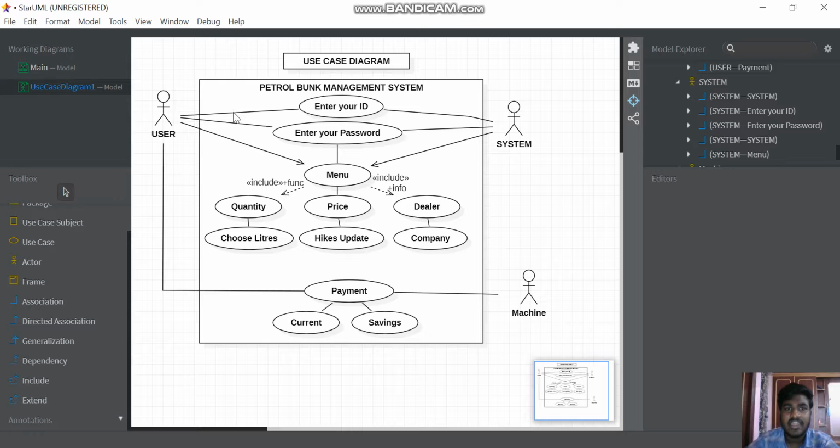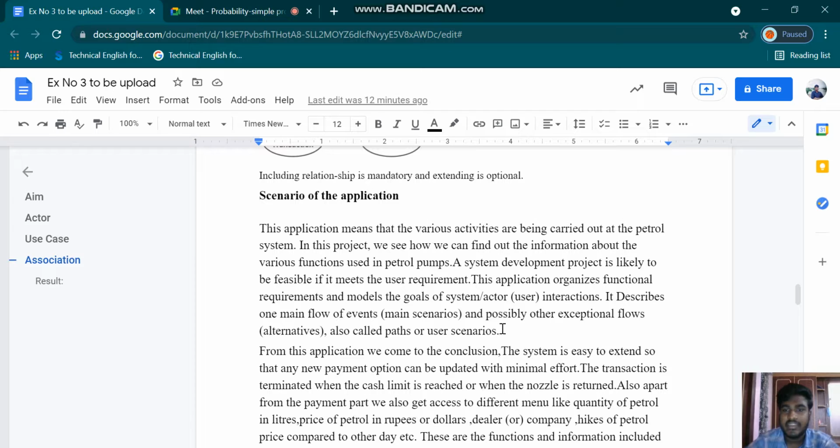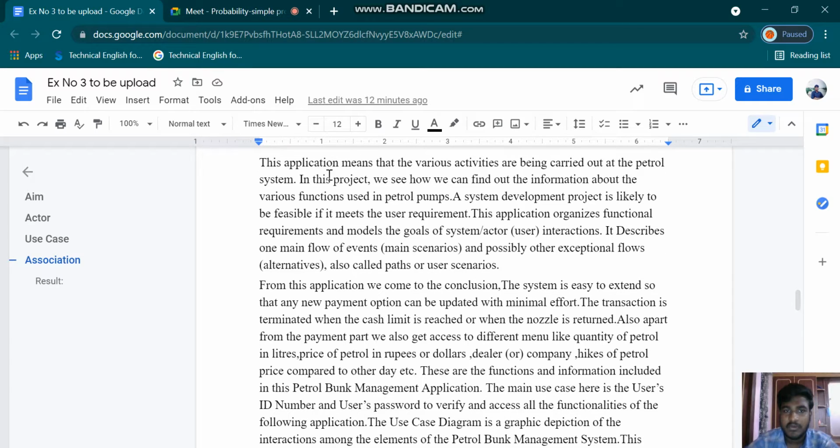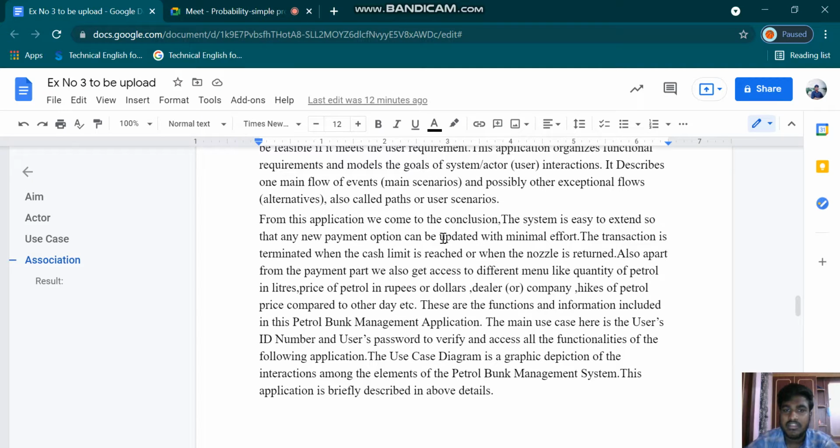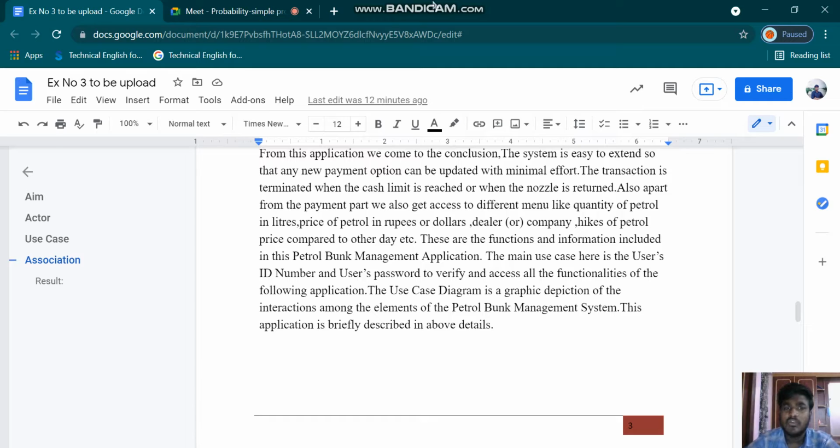Actor, use case, and the association line, and this include line. So this is the use case diagram. So it's the application's brief. That is, I have mentioned about the use case diagram, various activities being carried out in a use case diagram, and the transaction function I included. Then the menu options, that is petrol quantity, dealer, hikes of petrol price, and all I included. And you will get access only if you enter your ID number and user's password, so that you can access all the functions and services provided by the system software, that is petrol bunk management system application.